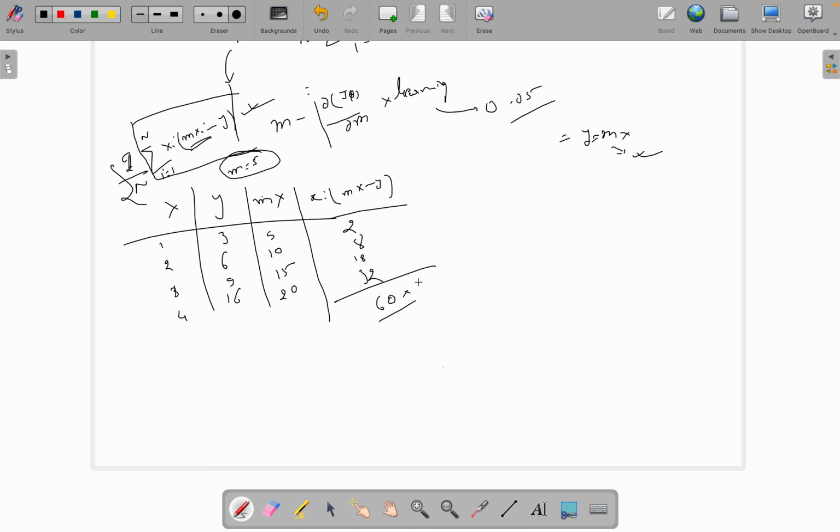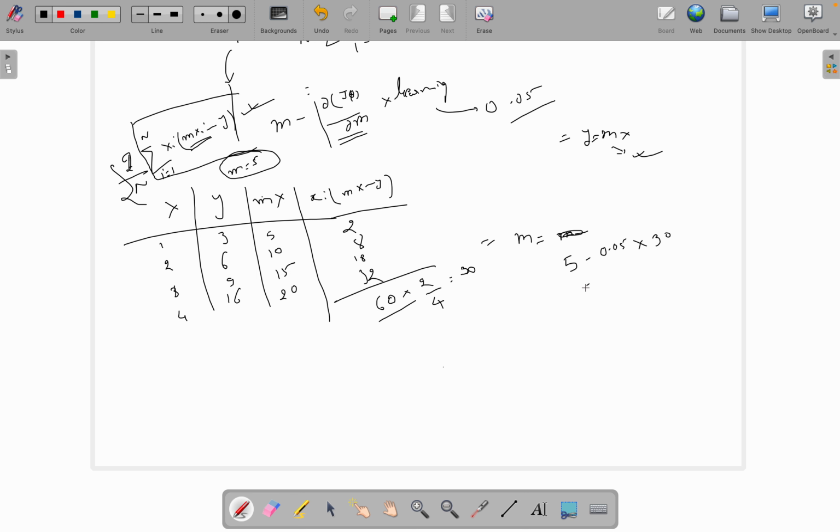So how many it will be 2, and how many total samples are there? So 1 2 3 4, so it is 4, so it will come as 30. Okay, so now what the convergence theorem says: m is equal to m minus the differentiation of MSE and learning rate. Okay, so now my m is 5 minus 0.05, the learning rate I have taken, 0.05 into 30.